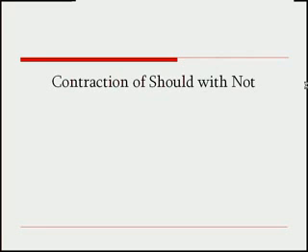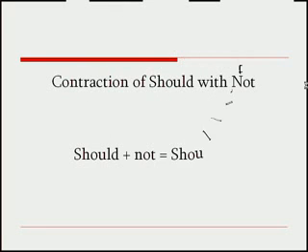Now we will look at the contraction of should with not. So should plus not is equal to shouldn't, right? It's a simple contraction, and in spoken language, in daily life, people often use contractions of should or can or any other modal verb with not. So should plus not is equal to shouldn't.